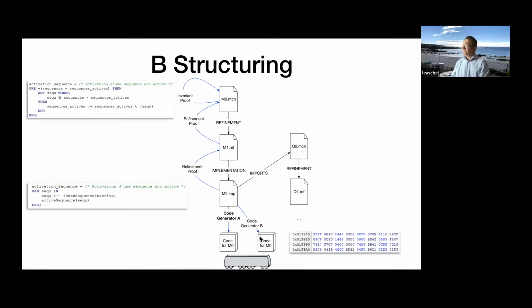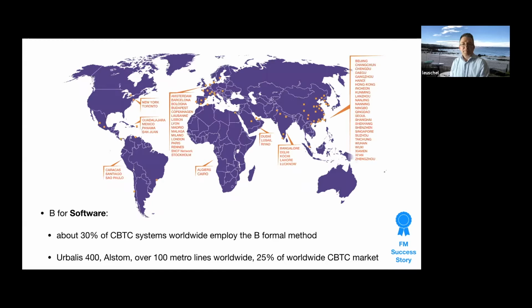Okay, so that is one map I've received from ClearSy, which shows, and it's probably not up to date anymore, all the railway installations worldwide using the B method in some way. One statistic is that 30% of the communication-based train control systems worldwide nowadays use the B method. And the most widely used system is probably the Urbalis 400 from Alstom, which probably now has over 100 metro lines worldwide, which are operated by that method, and where this part of the code is generated by B.